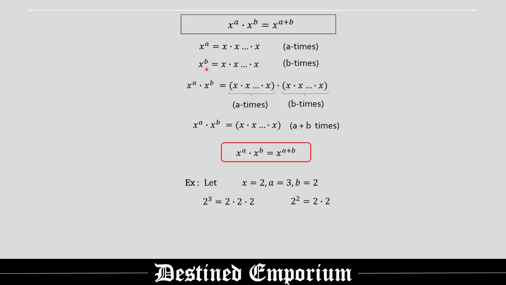And likewise, you could do this for the b term, x to the power of b, which is 2 to the power of 2, 2 times 2. So two 2s basically. So if we multiply 2 times 2 with 2 times 2 times 2, we combine this, and we're going to have not 1, not 2, not 3, not 4, but 5 2's. And as a result, we're going to have 2 to the power of 5, which is basically the sum of 3 plus 2, and it's equal to 32. Therefore, this has to be correct for this to make sense.